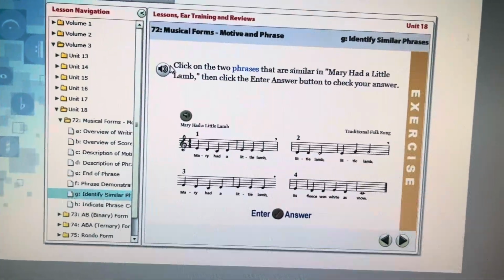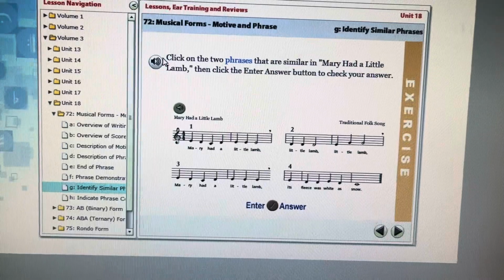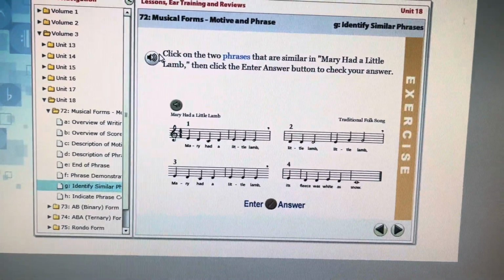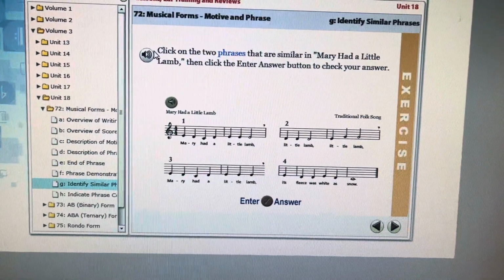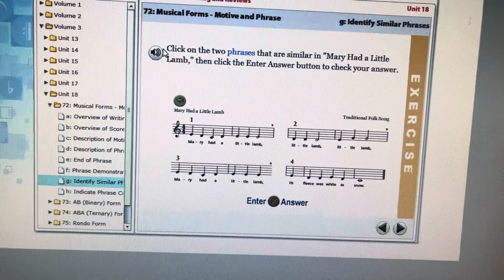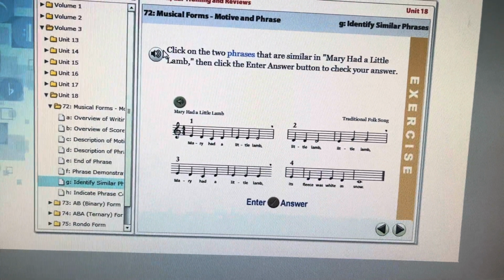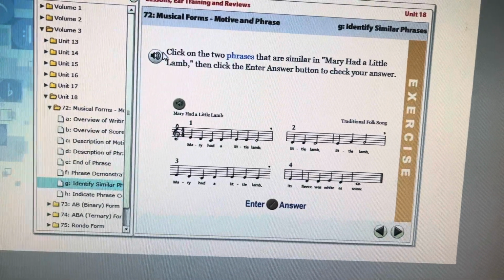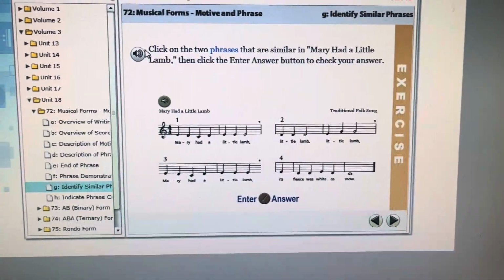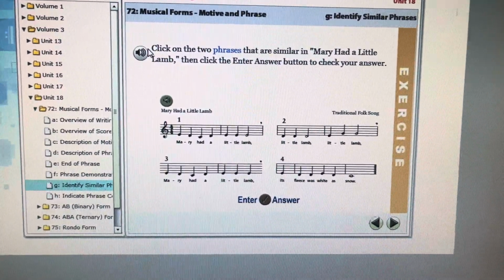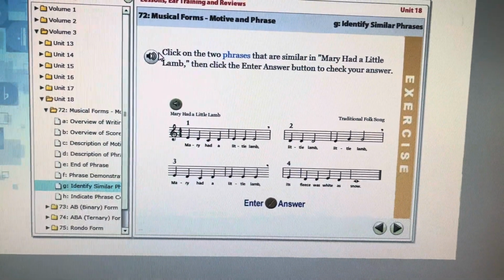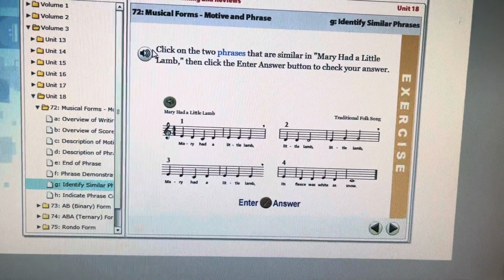Click on the two phrases that are similar in Mary Had a Little Lamb, then click the Enter Answer button to check your answer. Okay, so this is similar to number 1 in your book. Which two phrases are similar in Mary Had a Little Lamb? A, B, C, and D. Which ones, if you look at the pitches and you look at the wording, which ones are the same? Manny? A and C. I totally didn't write the wrong ones first. That's okay. You had number A and number C.